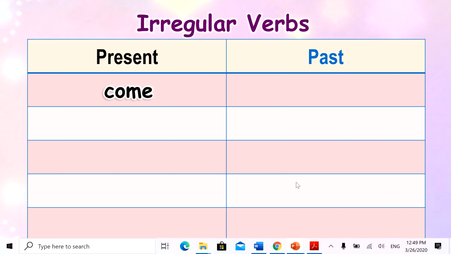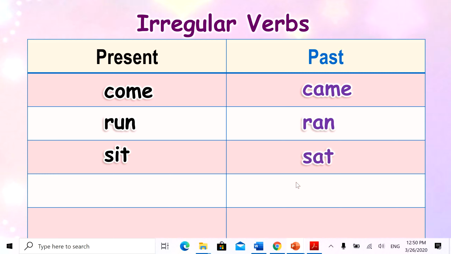What's the past of come? Came. Come, came. What's the past of run? Ran. Run, ran. What's the past of sit? Sit, sat.